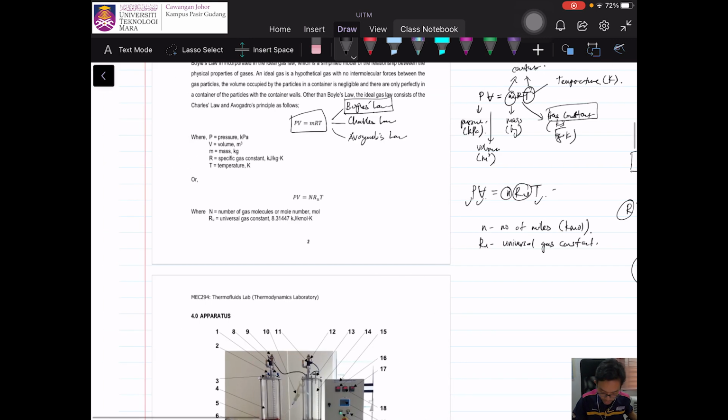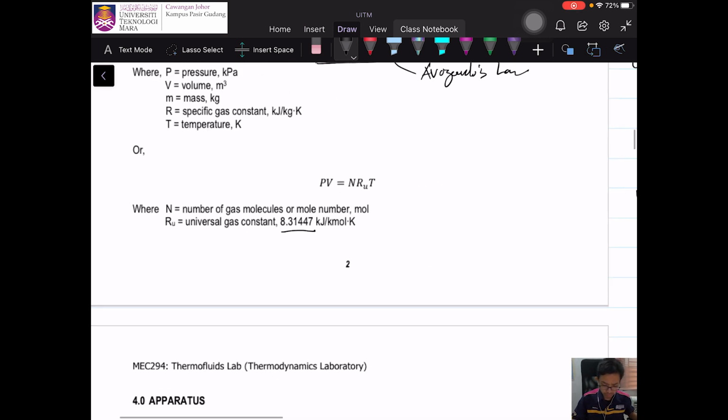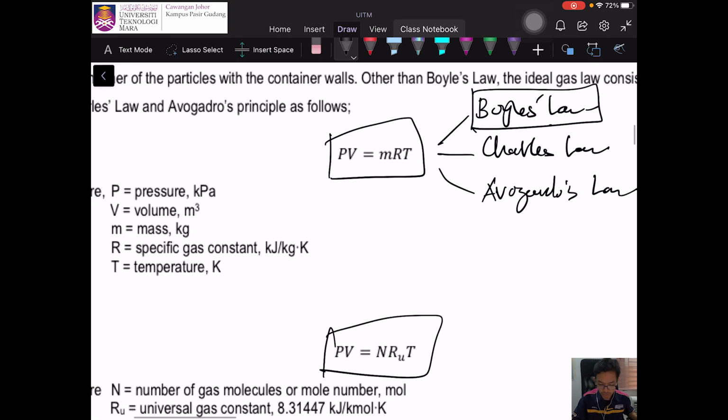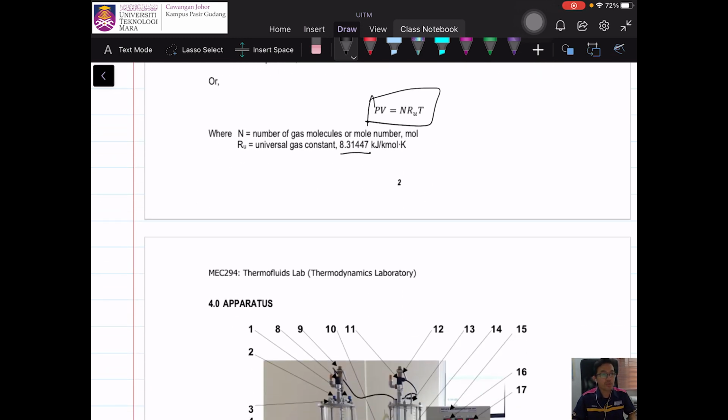You can also look here, 8.31447 to be exact, kilojoule per kilomole dot Kelvin. Okay, this should be the same for other gases, because this is universal. It can be used for any gas. So you can use this equation to relate to Boyle's law, or you can use the first one, PV equal to mRT. Both of these equations are valid. Alright, so that is the theoretical aspect of Boyle's law.